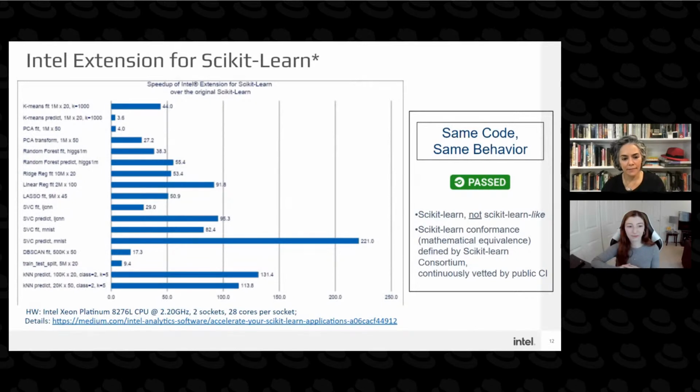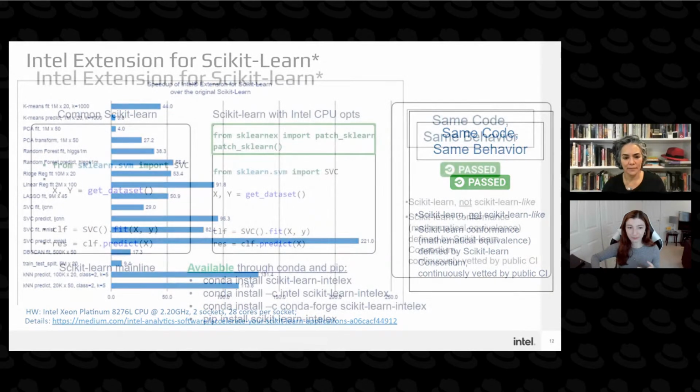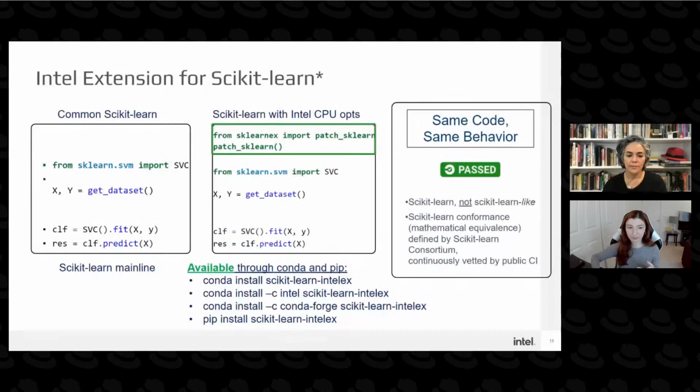There's no other further changes needed in order to get that acceleration. Once you use this patch method, everything is turned on for you. Again, it's very flexible: if you want to turn it off at any time, you can do that, or if you want to just do a specific algorithm, you could do that as well.